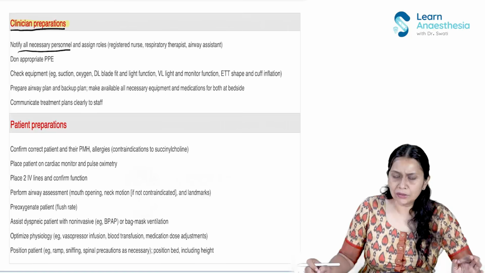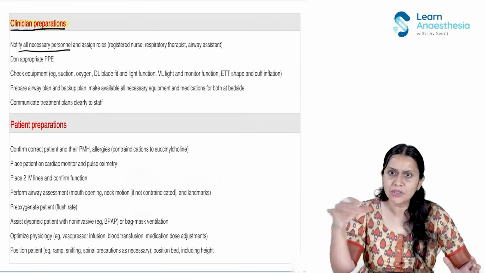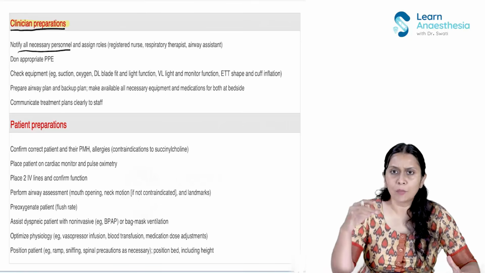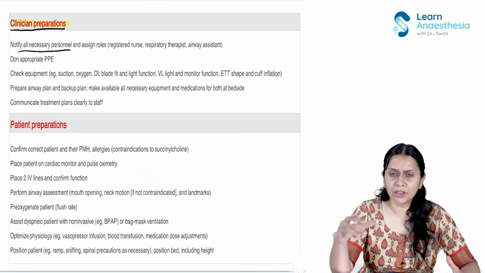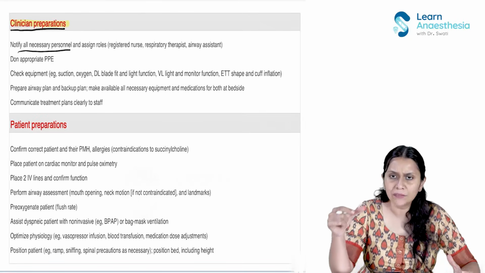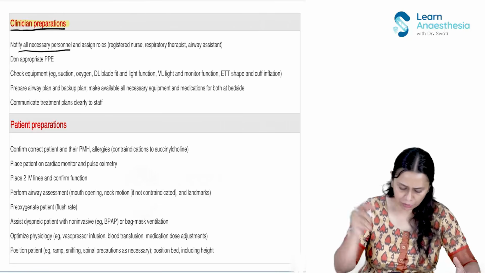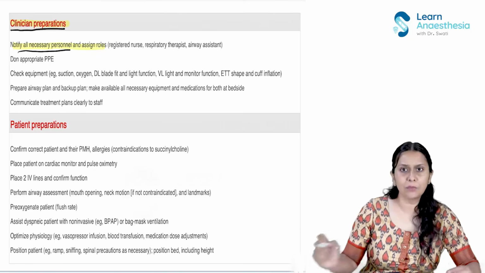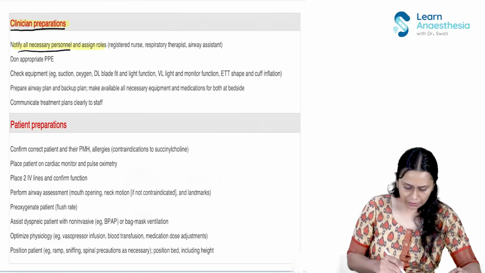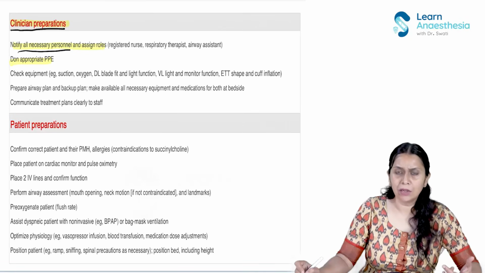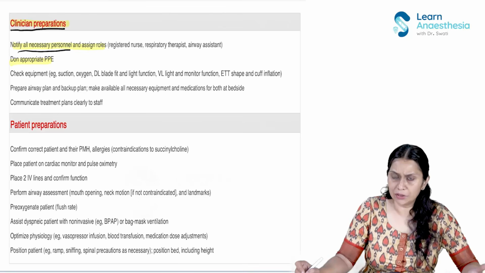As a clinician, it's an emergency procedure, and we would need the help of multiple people. Proper role assignment and proper prior discussion should be done, that is, who will apply the cricoid pressure, who will give the drugs, who will pass the laryngoscope, everything should be communicated. So notify all the necessary personnel and assign the roles. Then don the PPE, personal protection equipment, if it's required. It should be done by the person who is making the attempt for airway securement.